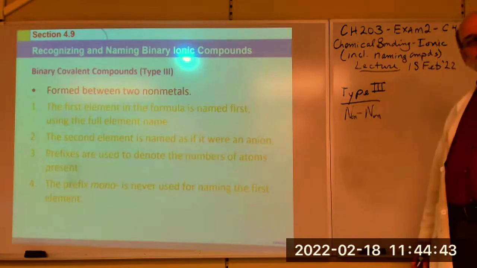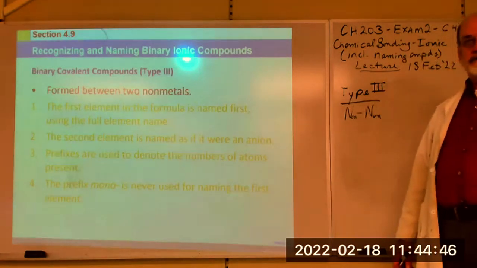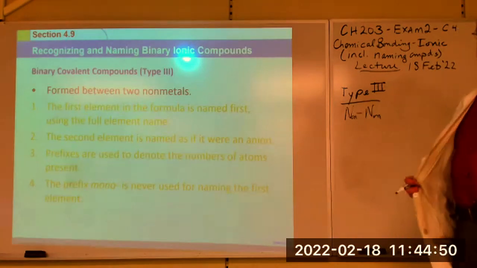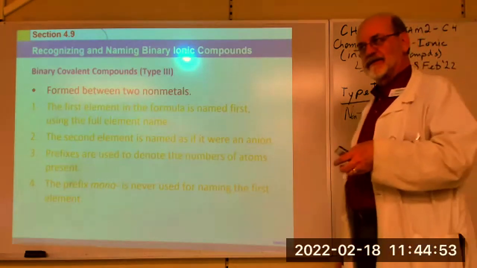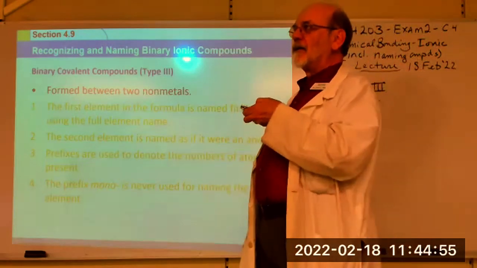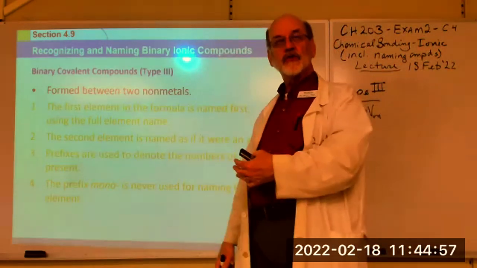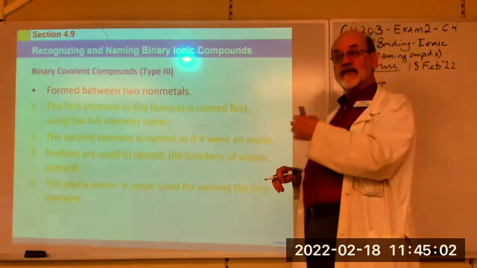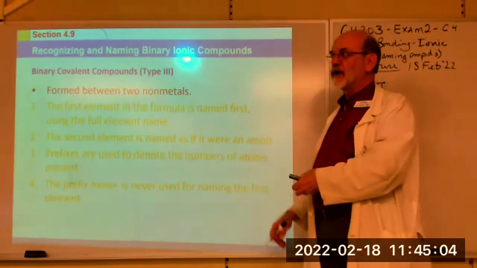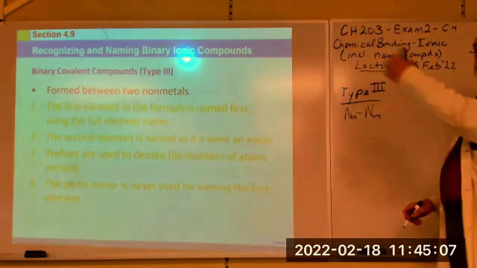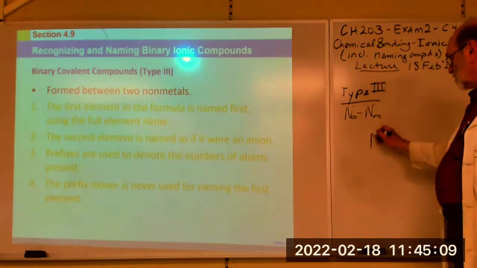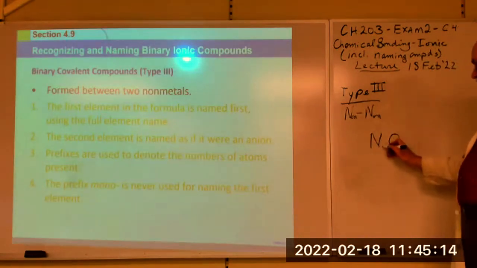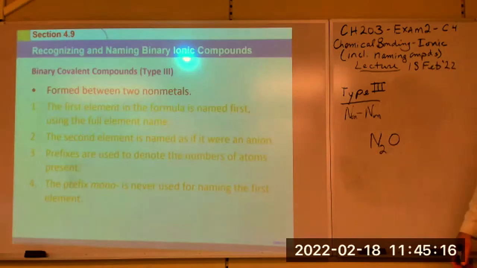The trick is deciding which one comes first, because neither one of them is a metal. They don't form cations. So the rule of thumb is the one that's to the left. If you have two of them come together, the one that's to the left typically takes the cation position. So if we have nitrogen and oxygen, nitrogen's to the left of oxygen. It would be that way. And then we would say, how many of them are there? Well, here's an example.